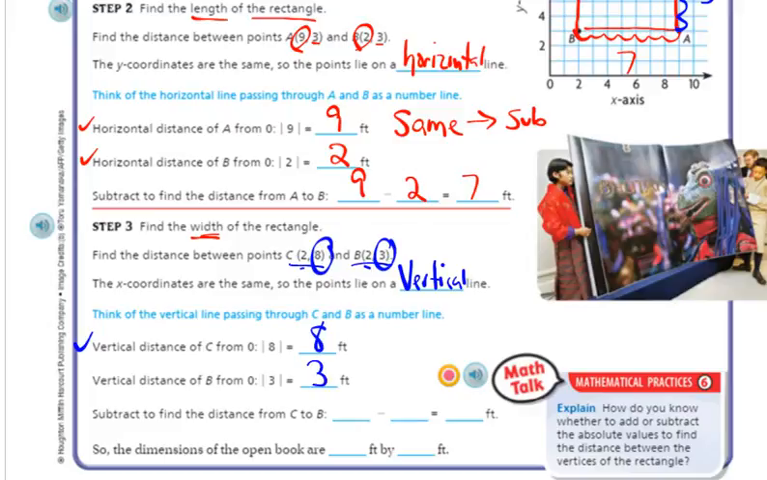So I want to go ahead and take the difference between these two because, again, same quadrant means subtract. We're in quadrant 1 here. So we're going to subtract these differences. 8 minus 3 gives me 5. So you have the grid approach or you have the absolute value approach to answer the questions. So the dimensions of the open book are 7 feet by 5 feet, the length and the width.